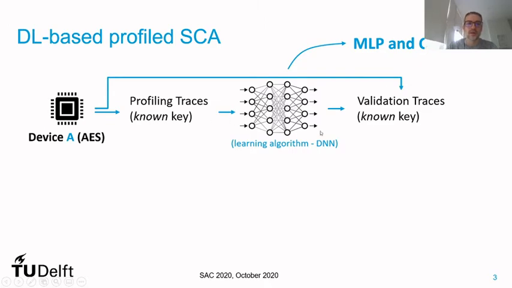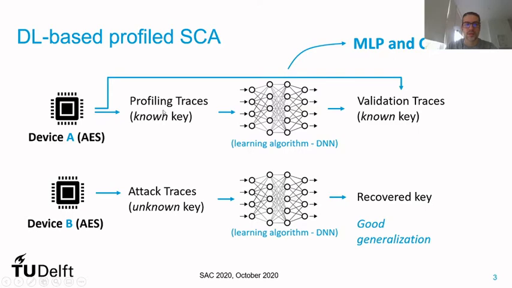Then to test the generalization of this network, we collect another set of traces that we call validation traces, also with known key. And then we see how the neural network is performing, according to the training that is performed on profiling traces.